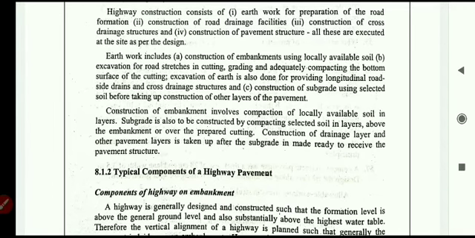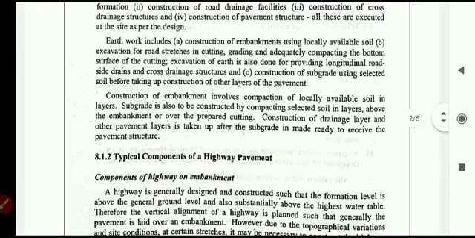Construction of the pavement structure consists of various layers. Right from the bottom it is subgrade, above that we are going to construct a granular subbase course, and immediately above we are going to construct the base course.